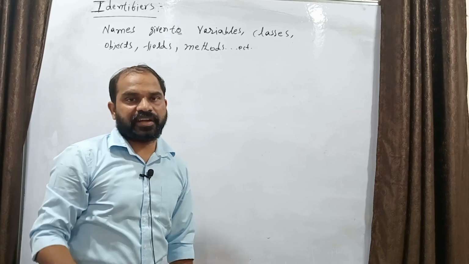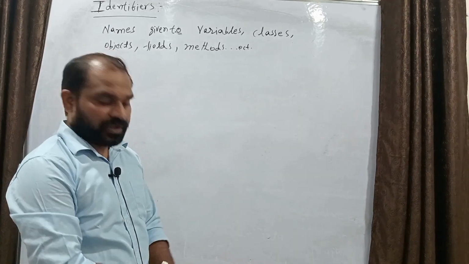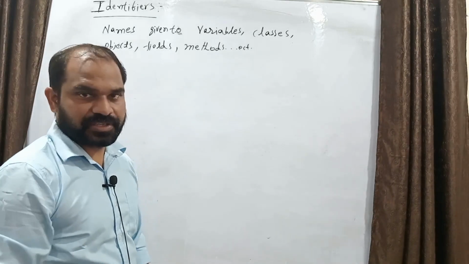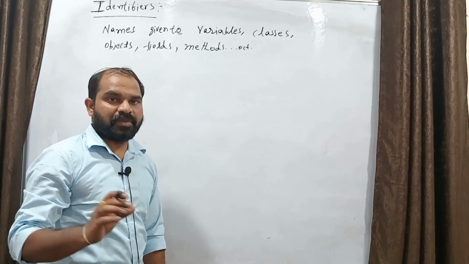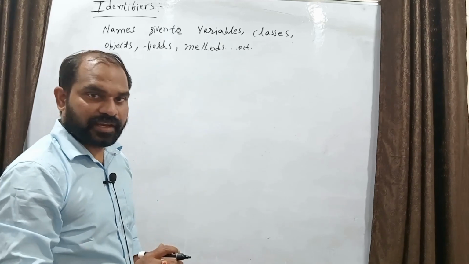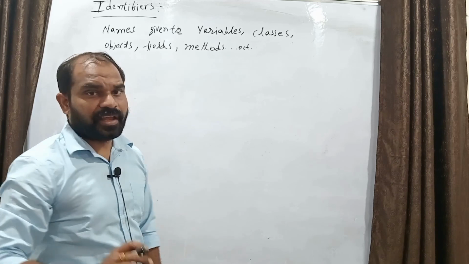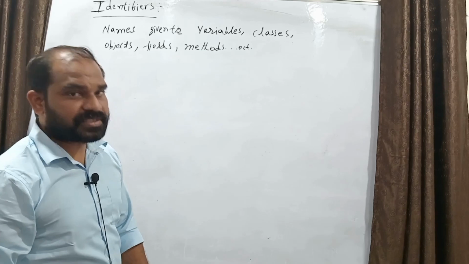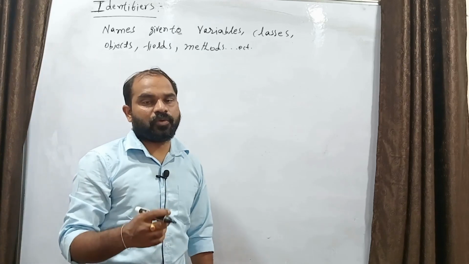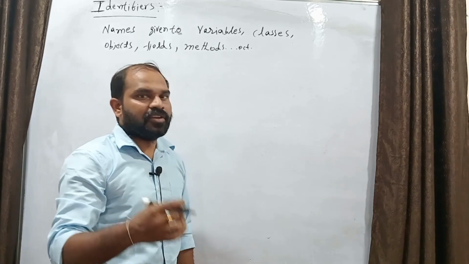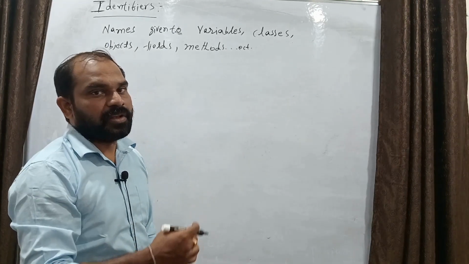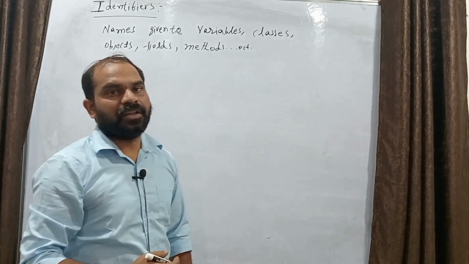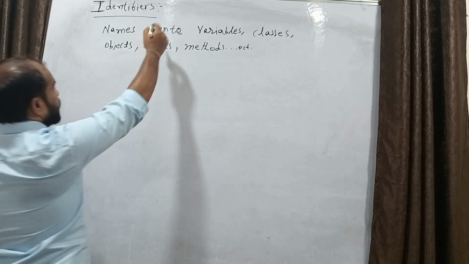in C sharp, without creating a class, we cannot write a program. Without creating a method, we cannot create the logic. Every method requires a name, every class requires a name, and every variable requires a name. That name is called an identifier. The name is telling you to identify. We are going to identify something. What are we identifying? We are identifying a class with a class name, a field with a field name, and data with the variable name, right? So that is the use of an identifier.